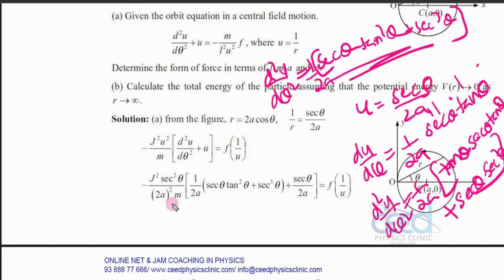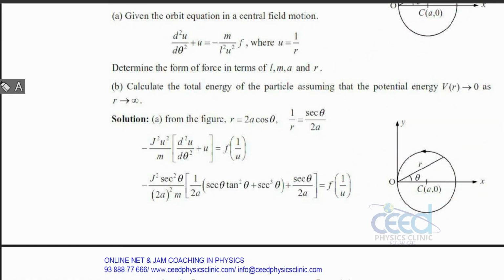So that value only we substituted here, minus j square u square, this is u only, 1 by r is u. Then u square means sec theta by 4a square by m into d square u by d theta square, which we already saw is 1 by 2a into sec theta tan square theta plus sec square theta sec cube theta. That is substituted, and plus u, again this u is sec theta by 2a, f of 1 by u. Now the substitution we made.